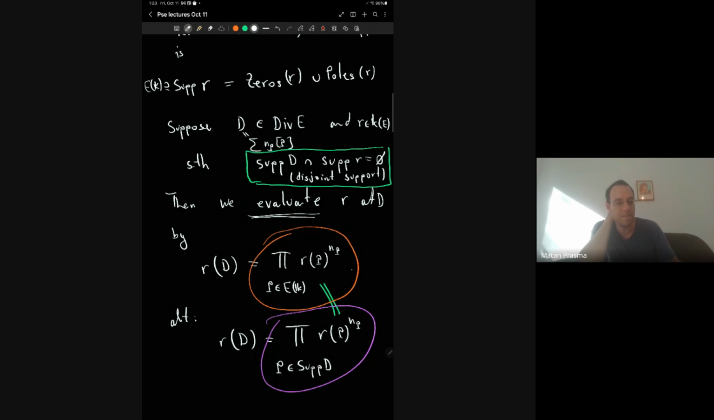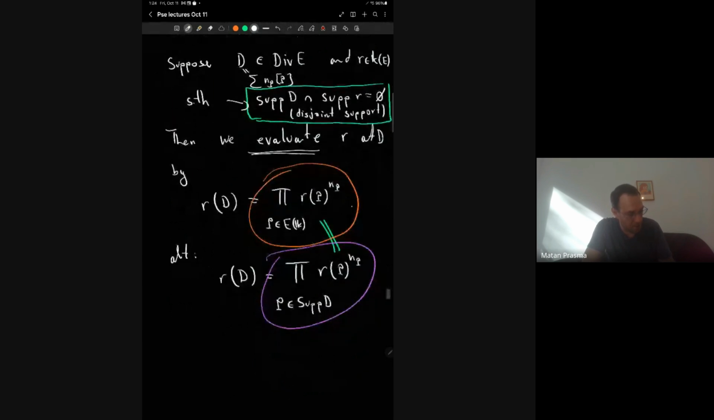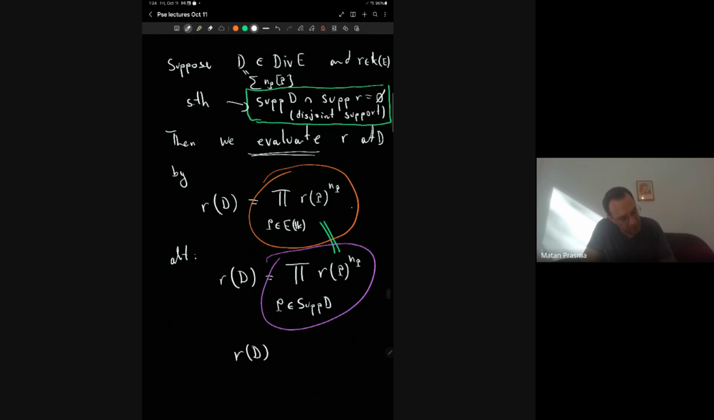Some positive exponent, and also if P happens to be a pole of R, then R(P) is infinity, so R(P) to the NP would not be a finite element in the field. But in this definition, under the green condition, I always get that R of D is an element in K. It's not infinity and it's not zero, in fact. So it's a non-zero element in K.